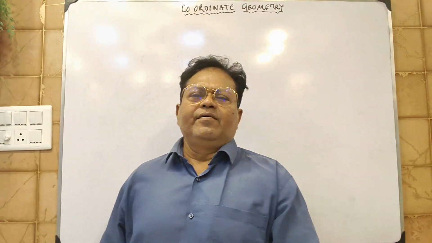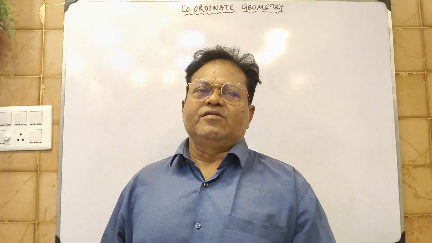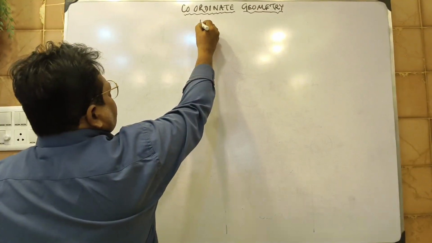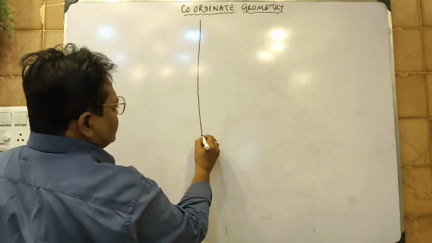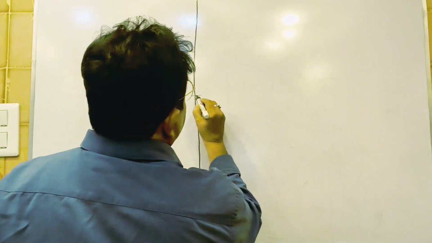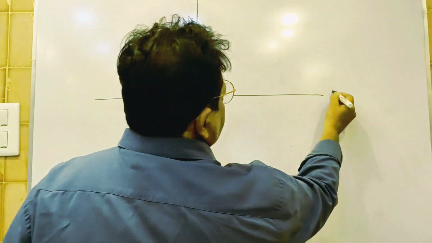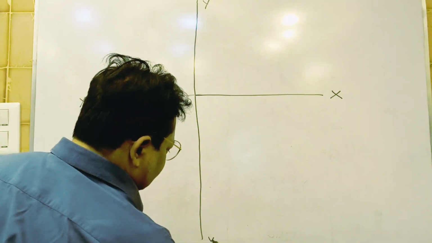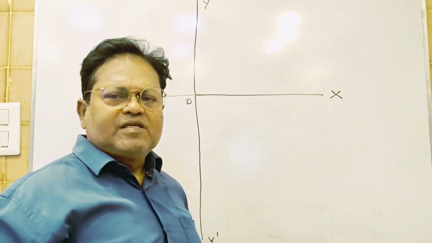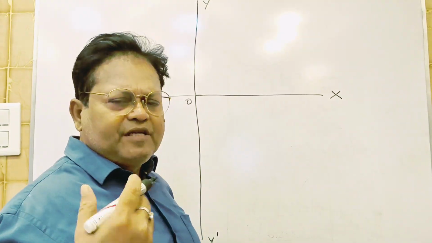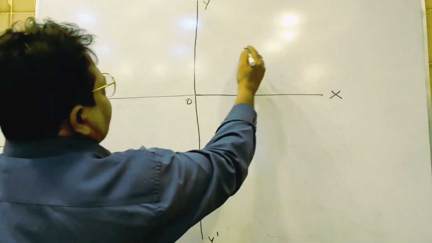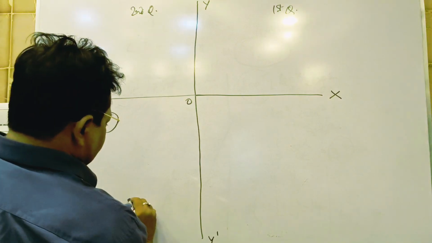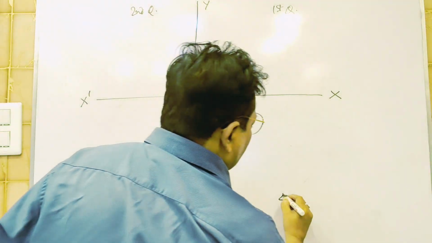Hello students, today I will discuss coordinate geometry, the basics of coordinate geometry. You will see that coordinate geometry is based on the x-axis and the y-axis. It is a very basic idea, but I am starting from the very beginning and gradually I will go deeper into the subject. This is called the first quadrant, this is the second quadrant, everybody knows. This is the third quadrant, and this is the fourth quadrant.